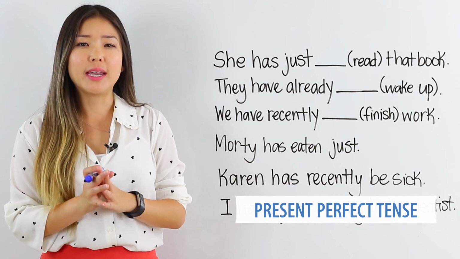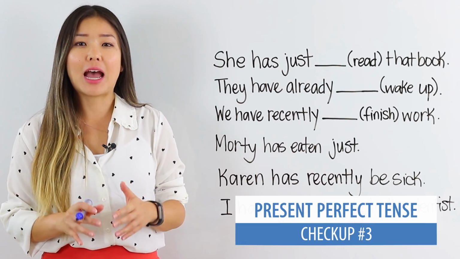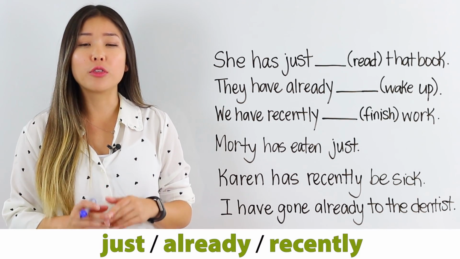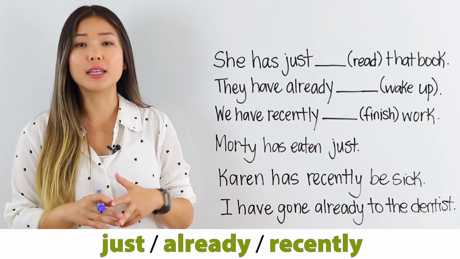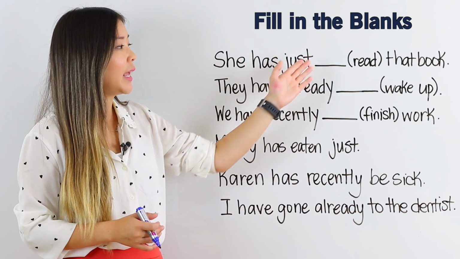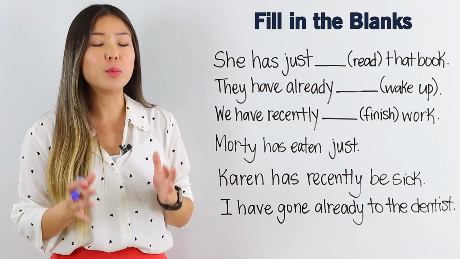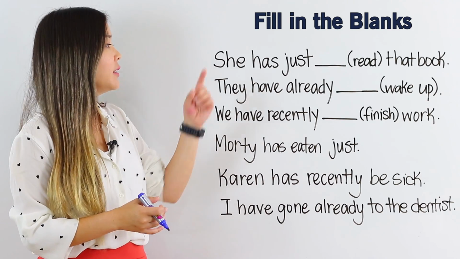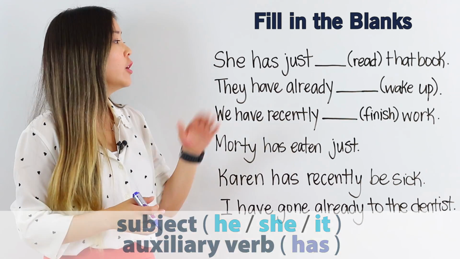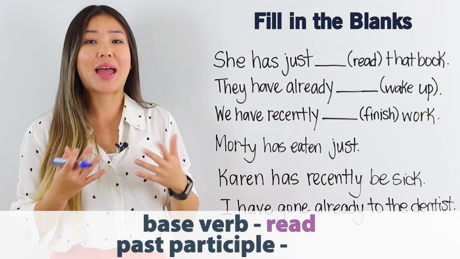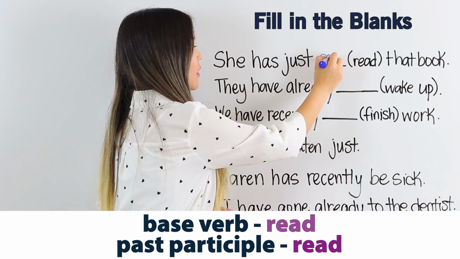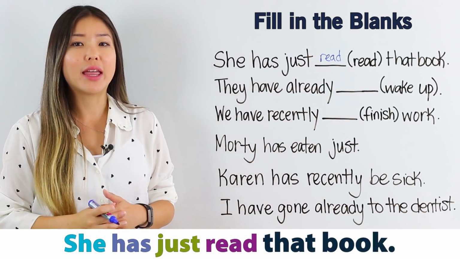In this checkup, we'll take a look at the present perfect tense and how it is used to describe an action that finished recently. We'll be focusing on the words just, already, and recently to show this. Let's take a look at the first sentence. She has just blank that book, and we're using the verb read. Remember, we take the subject she, and for he, she, and it, we say has. So that's correct. Now we need the past participle of read, and that is read. She has just read that book.